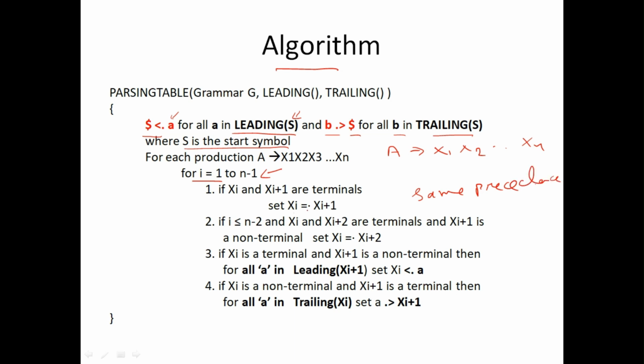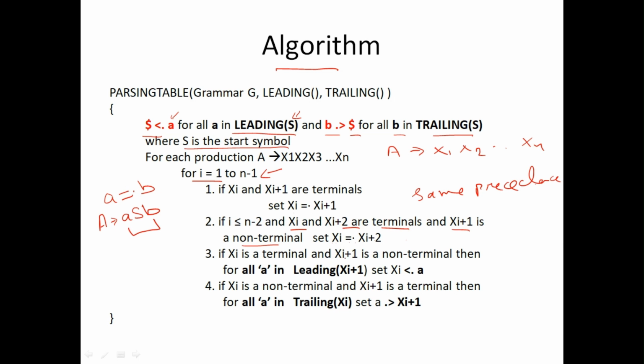So xi is at the same precedence level as xi plus 1. Again, if i is less than or equal to n minus 2, and these two are terminals, fine, and xi plus 1 is a non-terminal, then we set xi equal to xi plus 1. Like if suppose you are having this kind of production, then you are going to say that A has the same precedence level.